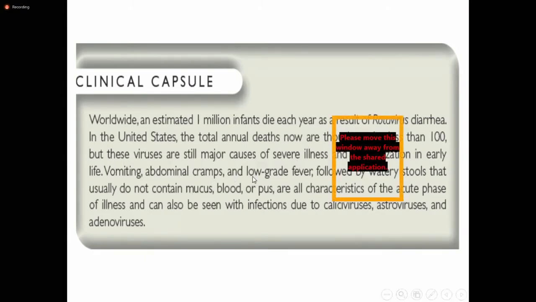Vomiting, abdominal cramps, low-grade fever, followed by watery stool, no mucus, no blood, no pus. These are the main characteristics, but we cannot differentiate in the acute stage between this infection and Calici, Astro, and Adenoviruses, except with those hints that I have given you regarding the period and the others. But regarding the diarrhea itself, we cannot tell.